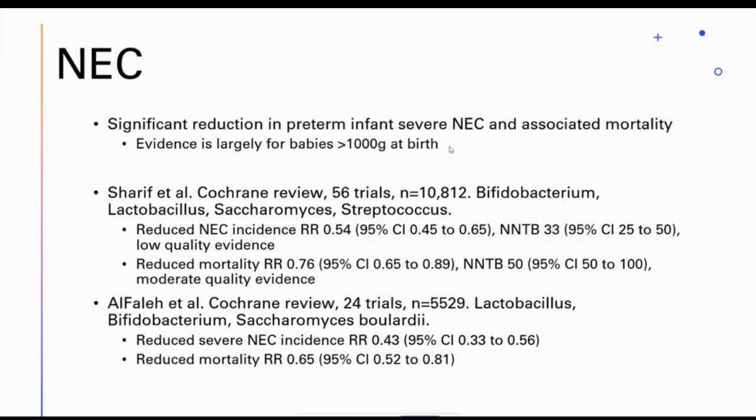So Sheriff et al. did 56 trials, over 10,000 patients. Those are the strains. You can see the strains of bacteria there that they're using, and they showed that there was a reduced incidence of NEC with a risk ratio of 0.54 and a number needed to treat for benefit of 33. So it seems like the risk ratio is a reasonable number. That looks like a good number as far as the evidence supports, but the number needed to treat seems a little bit large, and they felt like the overall evidence was pretty low quality. They did show a statistically significant reduced mortality rate with a risk ratio of 0.76 and a number needed to treat for benefit of 50.